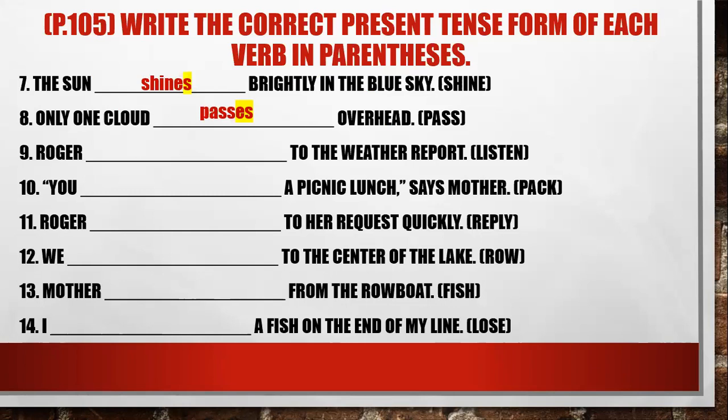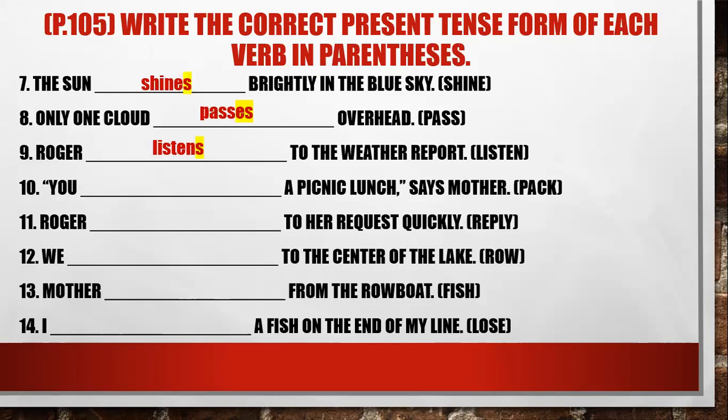We add ES because the verb ends with an S. Number 9, Roger blank to the weather report, and the verb in its base form is listen. So what's going to happen to listen? Is it going to change, or is it going to stay in its base form? Well, let's look at the subject. Roger. Roger is a singular subject, which means that the verb is going to change according to the rules. And for listen, we're going to use rule number 1. So it would say, Roger listens to the weather report, okay?